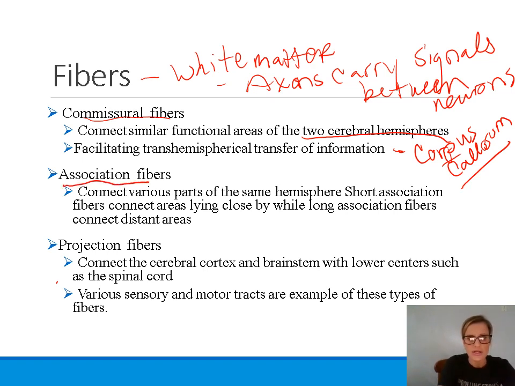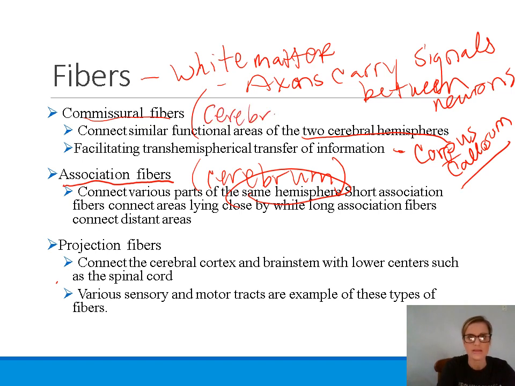Association fibers connect various parts of the same hemisphere. So they remain in the cerebrum. Same thing with commissural fibers. Commissural fibers remain in the cerebrum. They don't leave the cerebrum. So association fibers remain in the cerebrum and they remain in the same hemisphere. So they're either in the left hemisphere or they're in the right hemisphere. They're not crossing.